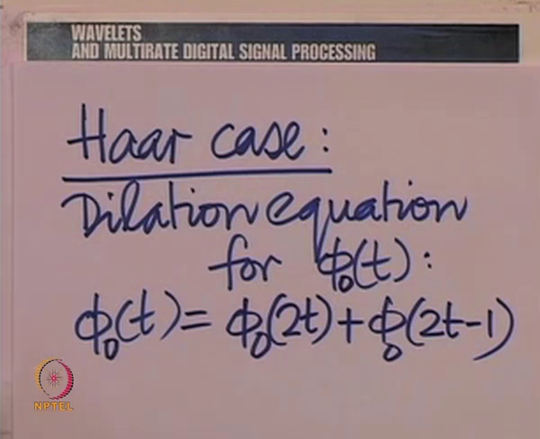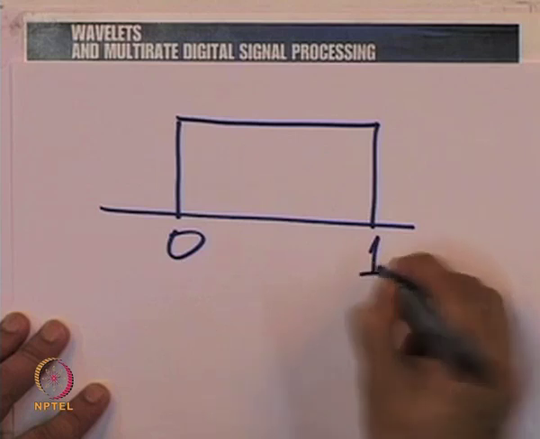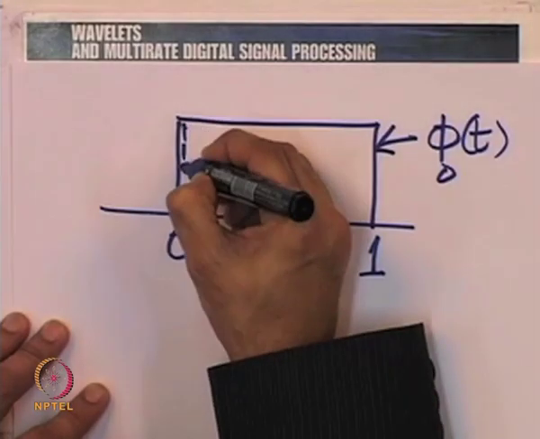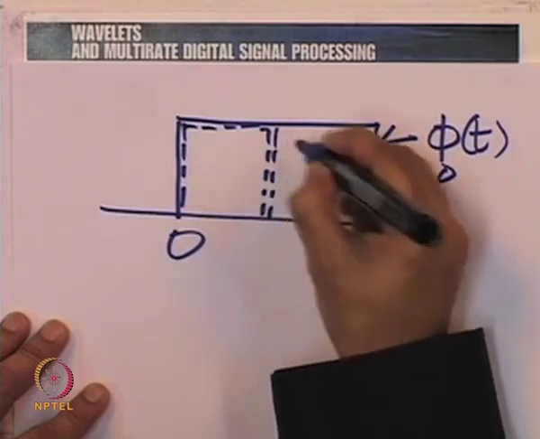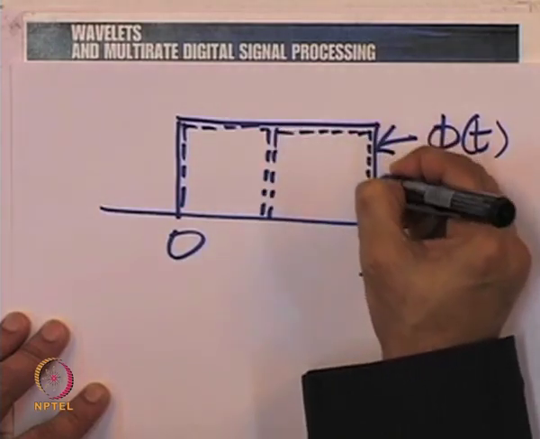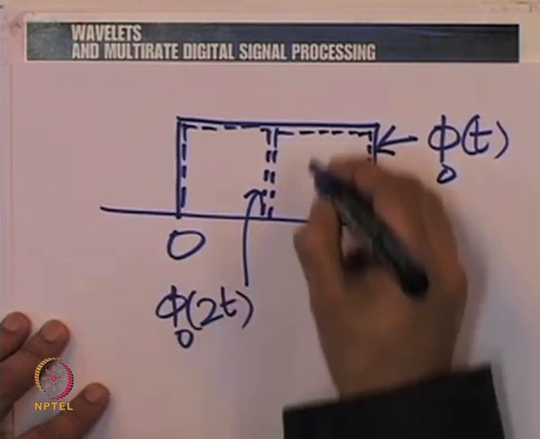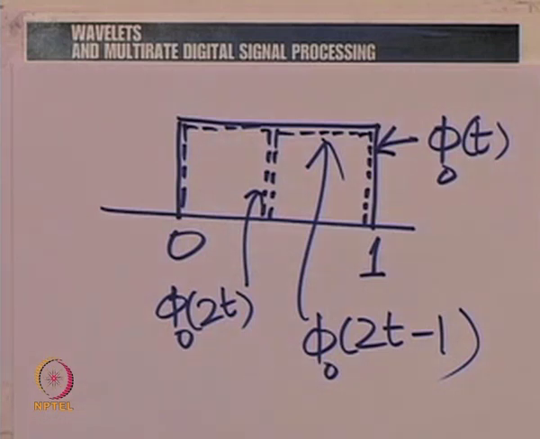And you will recall that this translates graphically to the following. This is phi 0 t, this is phi 0 2t, and this is phi 0 2t minus 1. This explains what we are saying graphically.